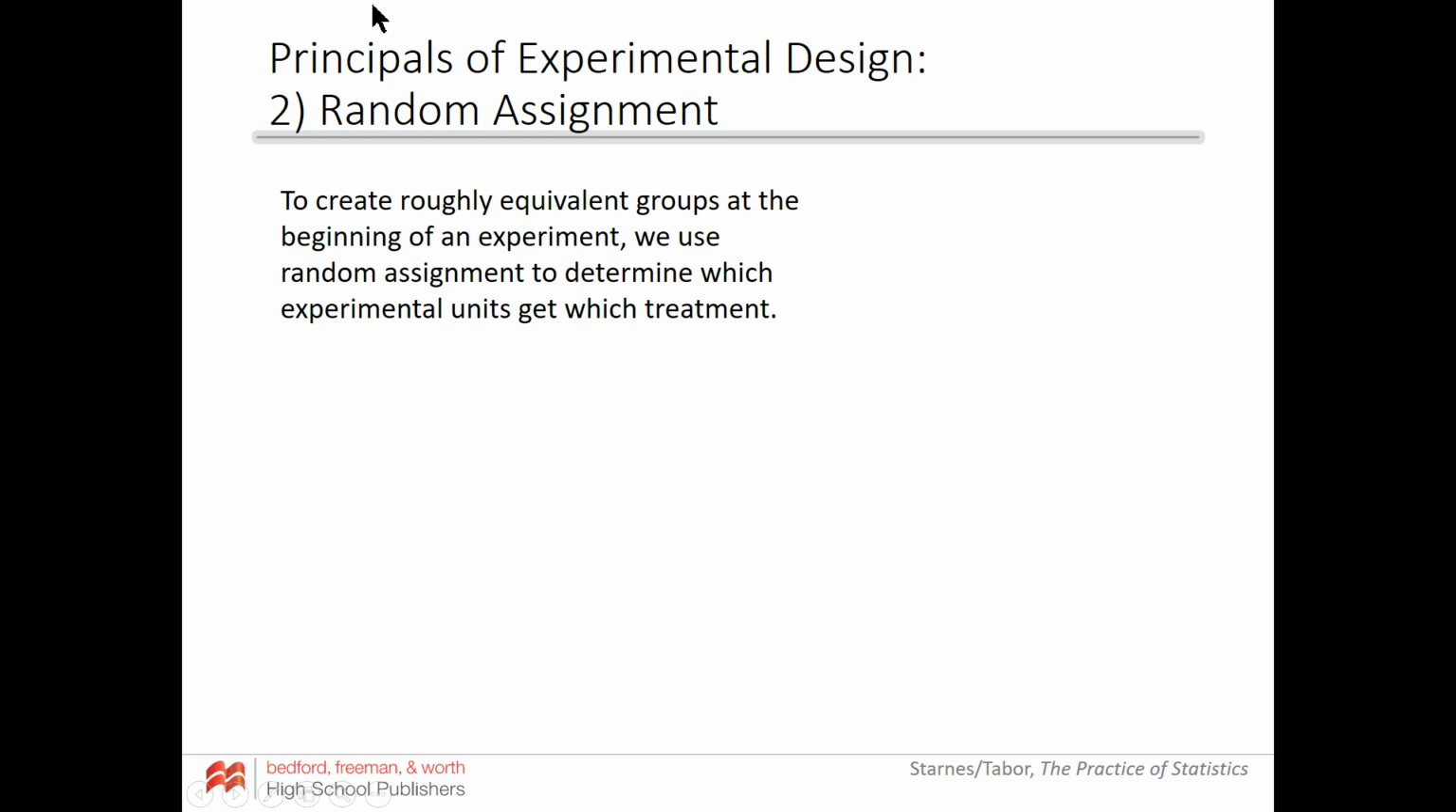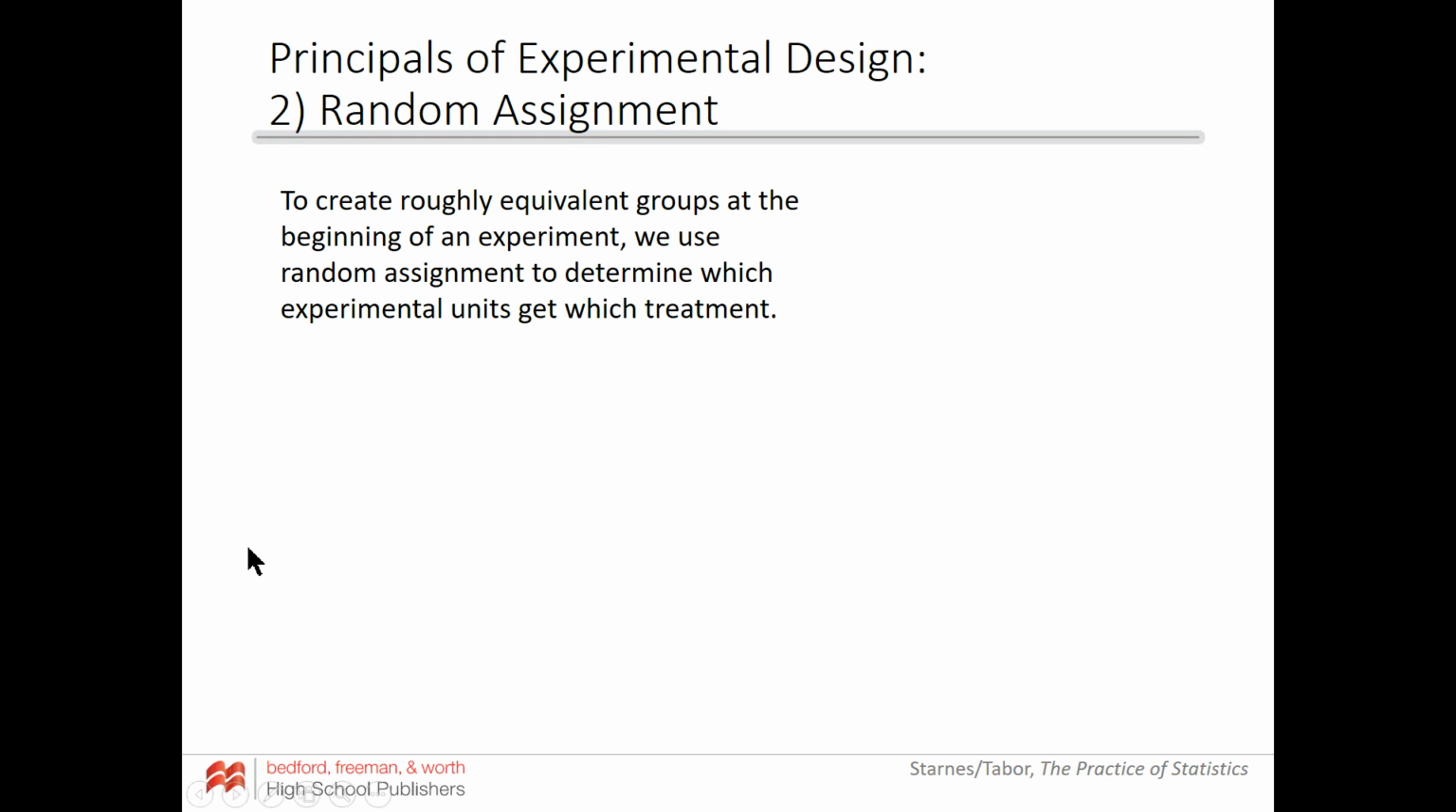All right, so our second principle of experimental design is random assignment. To create roughly equivalent groups at the beginning of an experiment, we use random assignment to determine which experimental units get which treatment. So here's why.